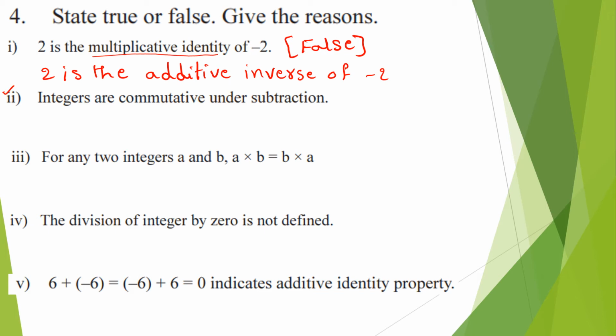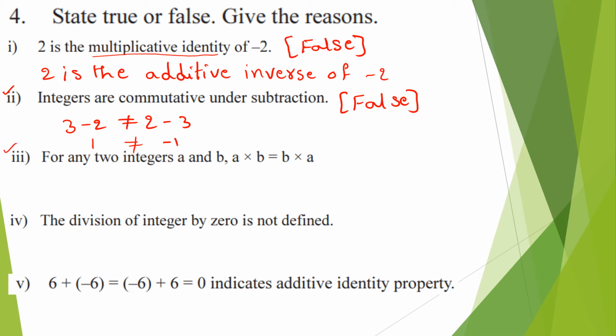Integers are commutative under subtraction. No, it is false. It is not commutative under subtraction because 3 minus 2 is not equal to 2 minus 3. 3 minus 2 is 1 and 2 minus 3 is -1. 1 is not equal to -1. So that's why integers are not commutative under subtraction. That is false.